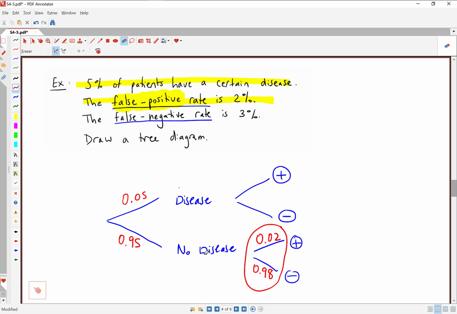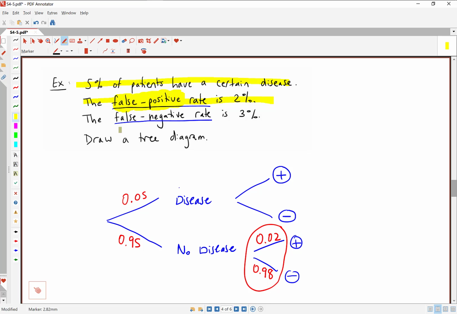So let's just do a double check on that and make sure that makes sense. Let's say you've got a healthy patient who does not have the disease, 2% probability that the test is going to make a mistake and actually tell them that they're positive for the disease. 98% probability that the test will do the correct thing and say, yep, you're negative for the disease.